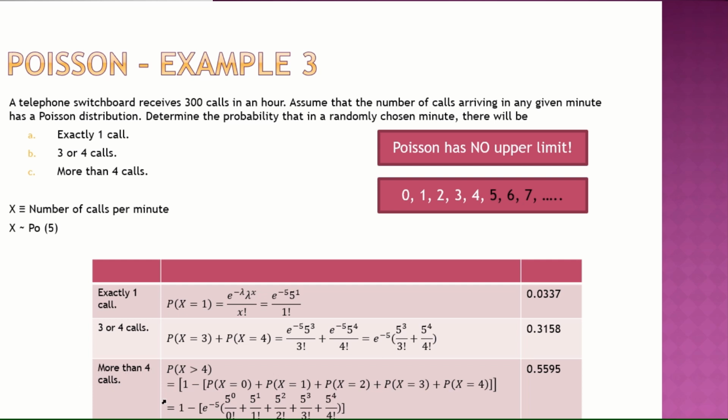More than 4 calls. More than 4 calls tells you what? 5, 6, 7 and so on, isn't it? Since there is no upper limit, you got no choice. You need to take 1 minus 0 to 4. Then only you can find the answer. Understand? Because there is no n. So more than 4 calls doesn't mean it's 4 and 5. The lambda is 5, but the n is not 5. So it's not 4 and 5. It is 5, 6, 7 and above. So you have to take 1 minus 0, 1, 2, 3, 4, so you can find 5 and above. Understand?